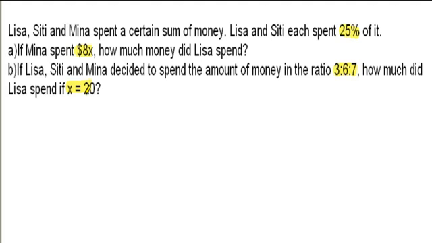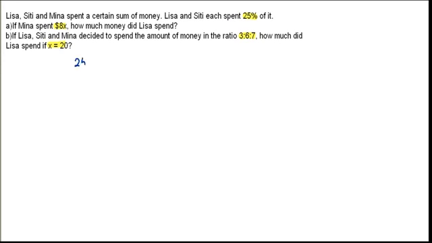This is a fairly simple question, so let's get down to solving the problem. Now, if Lisa and Siti each spend 25% of the money, together they spend 25% plus 25%, and this would total 50%. If Lisa and Siti spent a total of 50% of the sum of money, that means what is left would be the amount that Mina spent. So 100% minus 50% would give us what Mina spent, which is 50%.